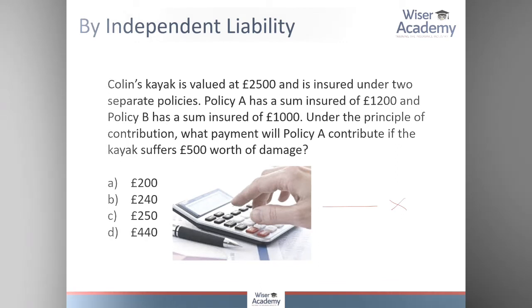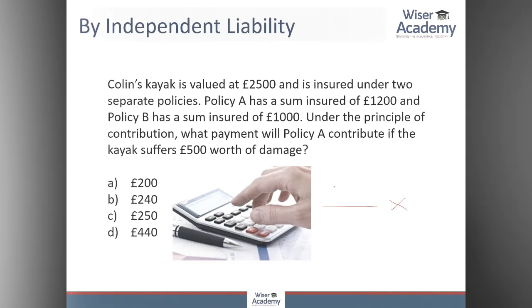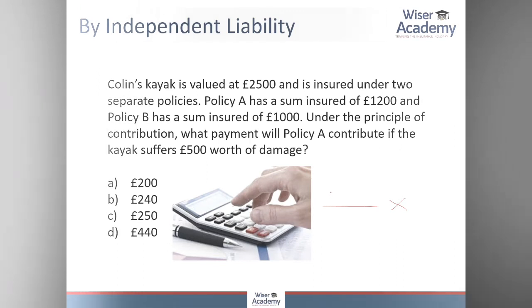Okay. So what figure, I'll write it on the screen this time, what figure would you say we need to put at the top of this sum? So our sum insured for this scenario. So the sum insured of policy A, which is 1,200. Okay.